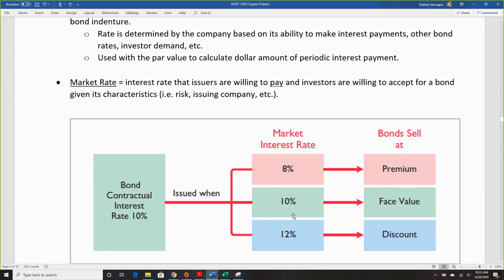If it's the same, it's going to sell at face value. So basically for par. Whatever's on the contract, it's selling exactly the same. And then of course, if the market interest rate is higher than our contractual rate, it's going to sell for a discount. Basically, it's selling for lower than the face value.